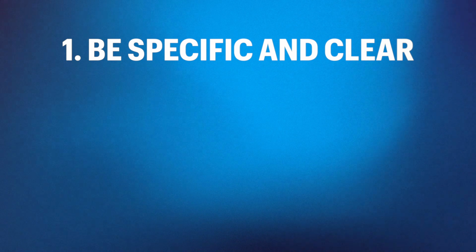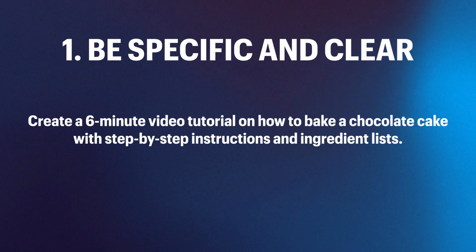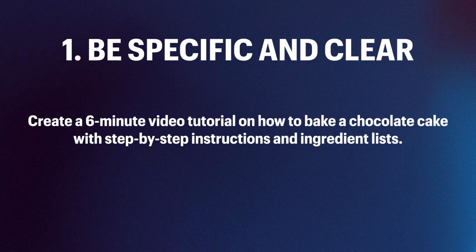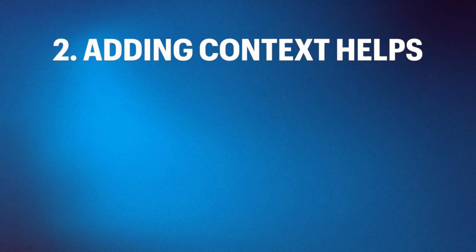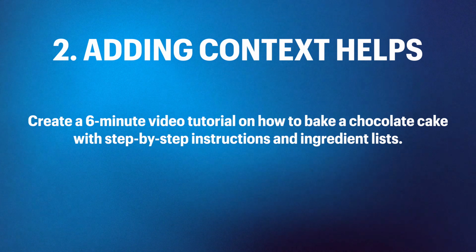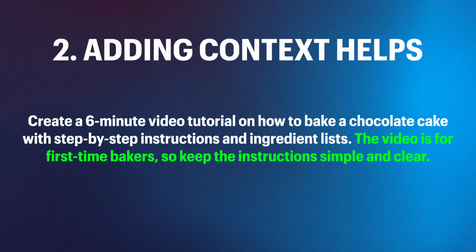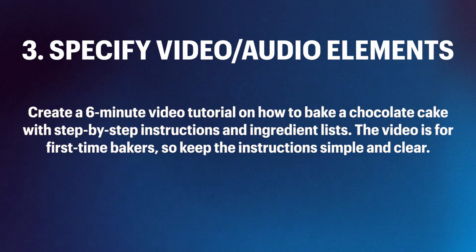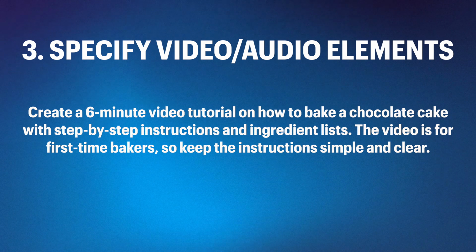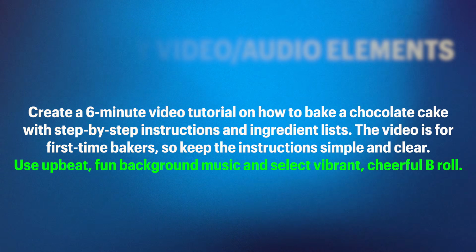Number 1, be specific and clear. So instead of saying create a video about cooking, say create a 6-minute video tutorial on how to bake a chocolate cake with step-by-step instructions and ingredient lists. Number 2, adding context helps. You can expand on this prompt by saying, the video is for first-time bakers, so keep the instructions simple and clear. Number 3, specify video and audio elements. So we can add one more sentence to this prompt, use upbeat, fun background music, and select vibrant, cheerful B-roll. If you use these 3 tips in your prompt writing, then you're gonna be good to go.